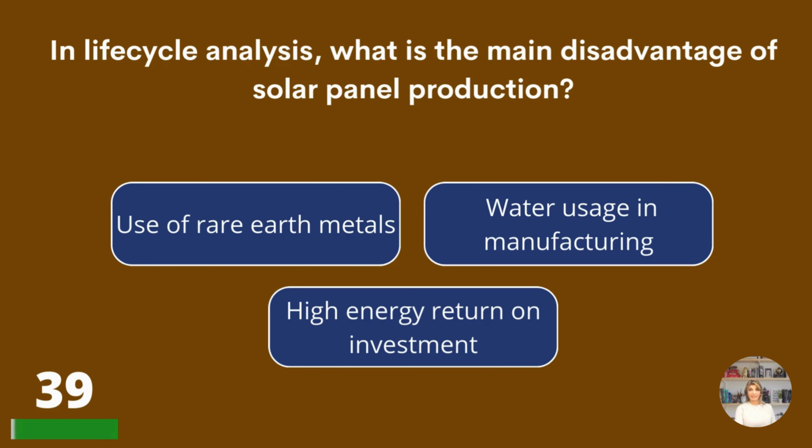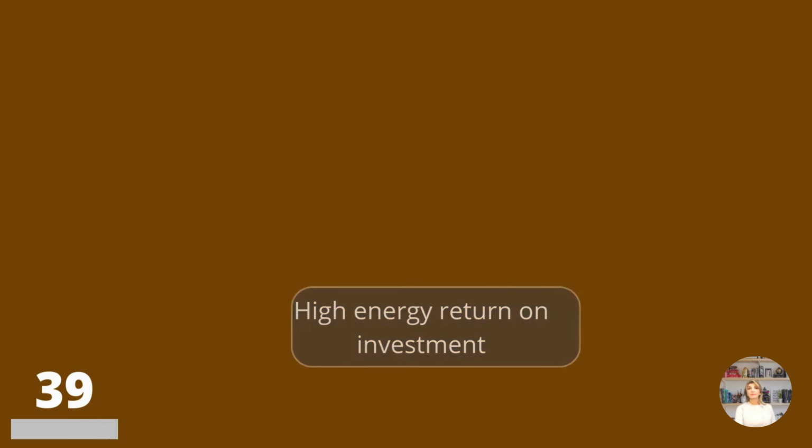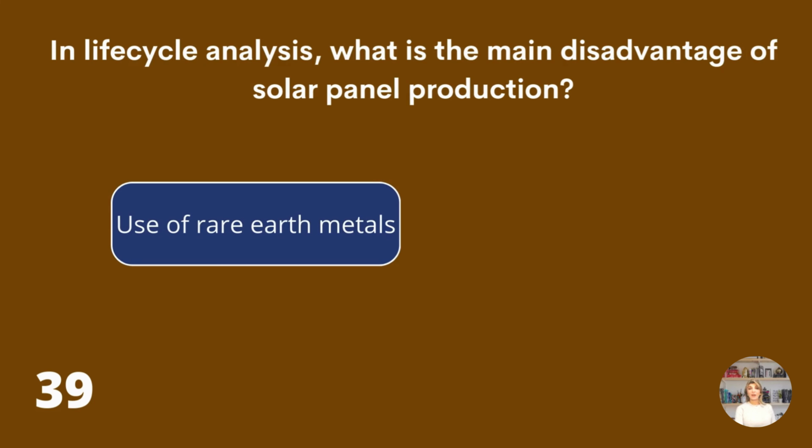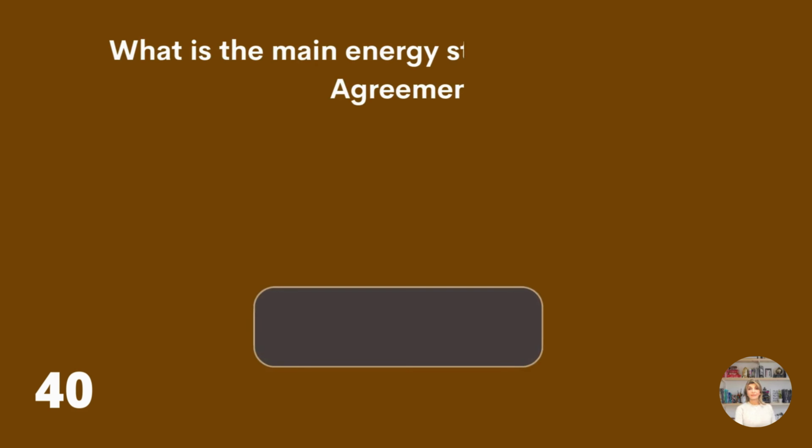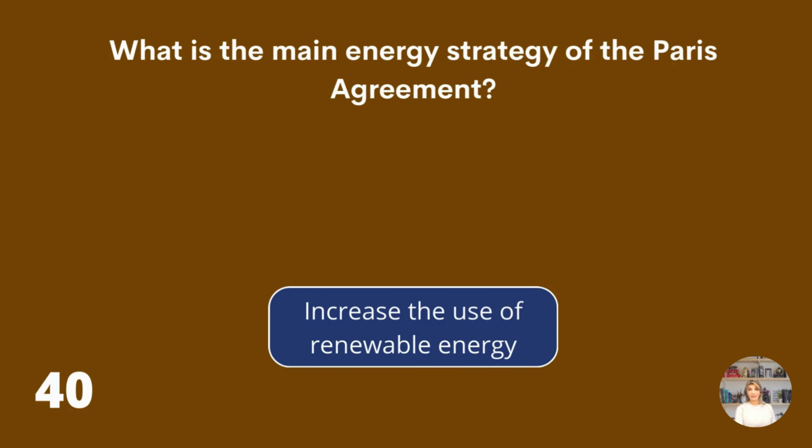In life cycle analysis, what is the main disadvantage of solar panel production? Use of rare earth metals, water usage in manufacturing, or high energy return on investment? Use of rare earth metals. What is the main energy strategy of the Paris Agreement? Invest in nuclear energy, expand fossil fuel production, or increase the use of renewable energy? Increase the use of renewable energy.